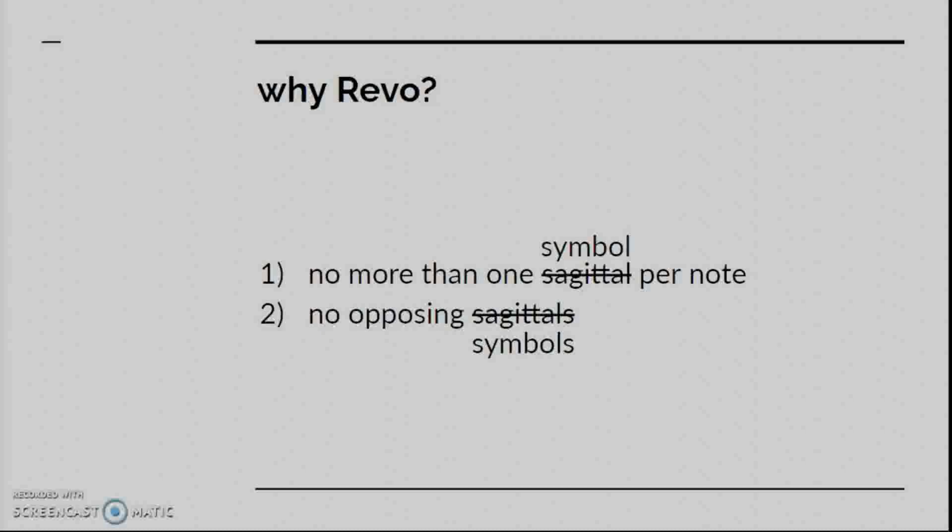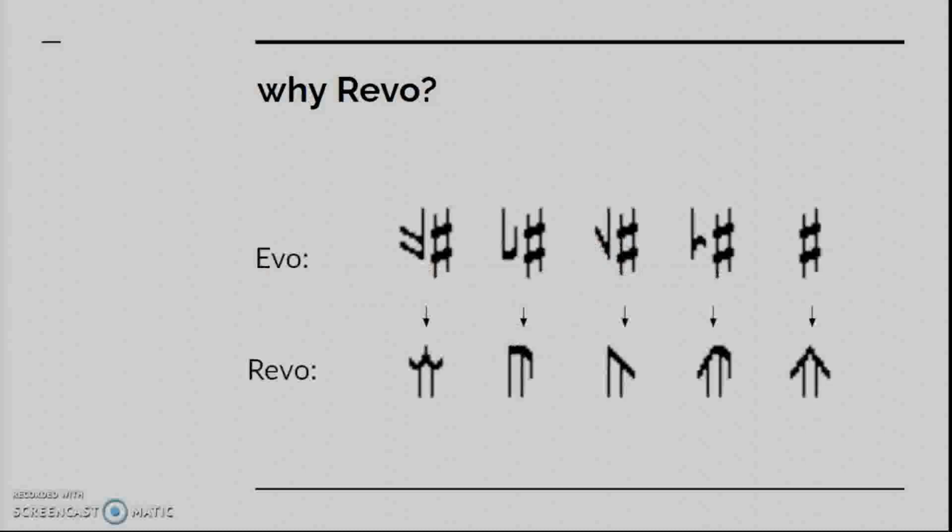What if we wanted to restrict ourselves to just 1 symbol per note, and have no opposing symbols at all? Looking at the Evo flavor, we can see that they break both of these stricter principles. 1, they have 2 symbols per accidental, 1 sagittal and 1 conventional. And 2, the sharp alters the pitch in one direction, up, while the sagittal alters the pitch in the other direction, down. So, Revo was devised to offer an alternative to this situation.